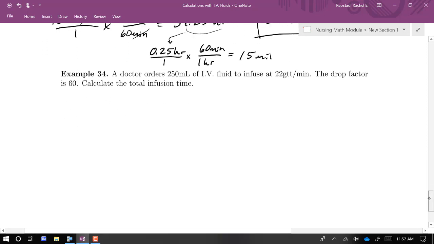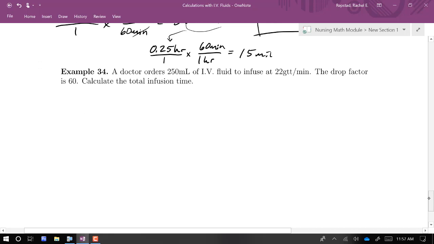Okay, one more. A doctor orders 250 milliliters of IV fluid to infuse at 22 drops per minute. The drop factor is 60, and we want the total infusion time. So the drop factor is 60 means 1 milliliter is 60 drops. So this makes super tiny drops. We want the total infusion time, and we know the total volume, 250 milliliters.